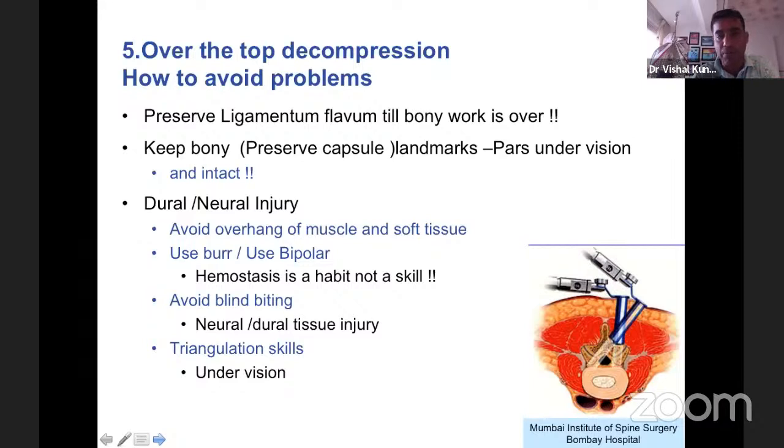Try to keep all the bony landmarks, like pars on the ipsilateral side and facet on the other side, under your vision. And blind bites are a strict no-no, which can easily happen if your muscle is creeping regularly. So try to have a minimum amount of overhang, get your tube properly docked and deep inside on the bone so that there is no muscle overhang to create a blind bite for you. This is something that you must avoid.